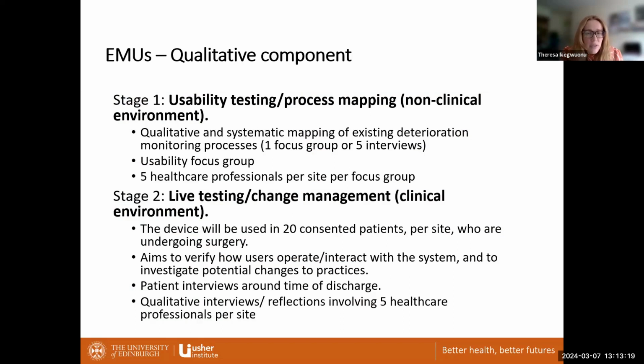Usability focus group in stage 1 and stage 2, the live testing. So the patient interviews will happen around about the time of discharge, and we are aiming to include the 20 patients to see how users operate or interact with the system and to investigate potential changes to practices.